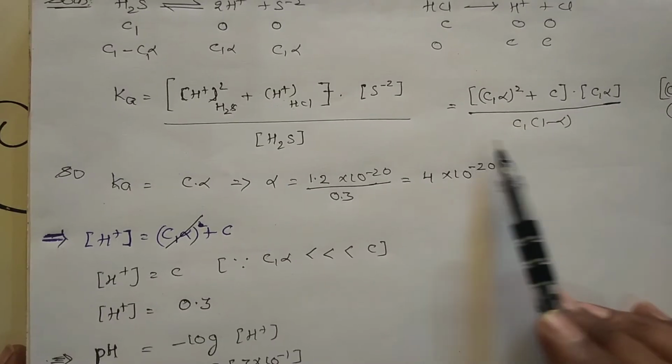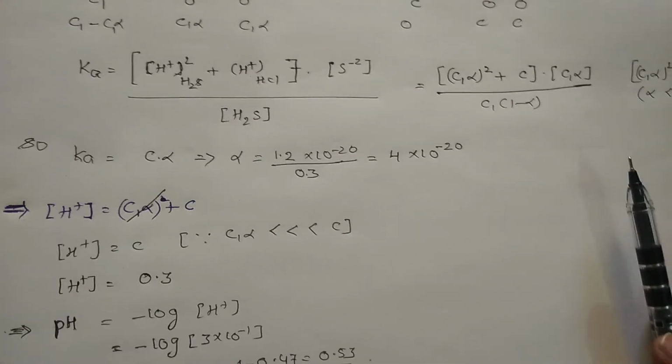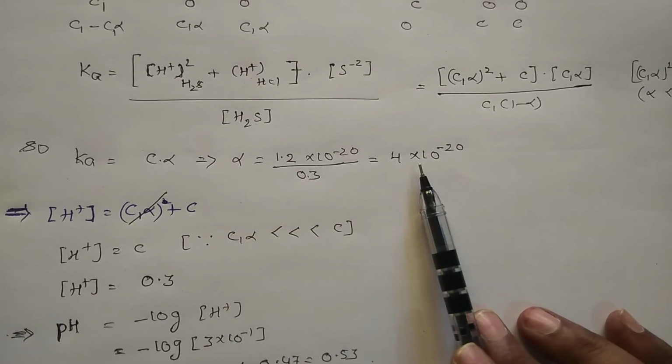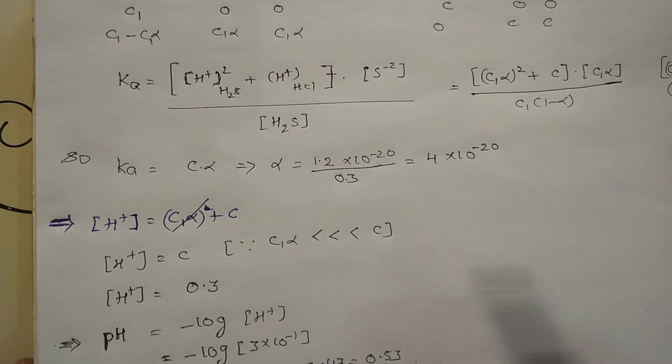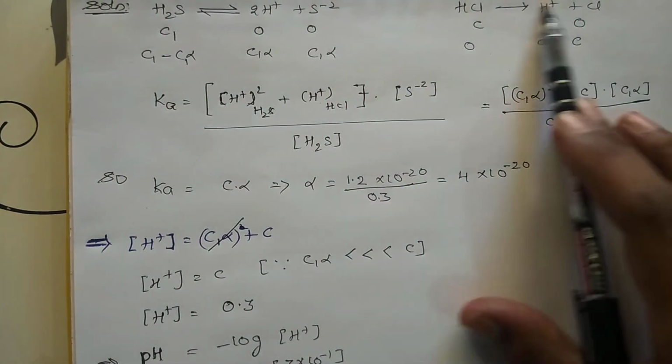C alpha, 1 minus alpha is equal to 1. So K alpha value is equal to 1.2 into 10 power minus 20 by 0.3. Alpha value will be equal to 4 into 10 power minus 20. And H plus, be clear here. H plus you are having here also.